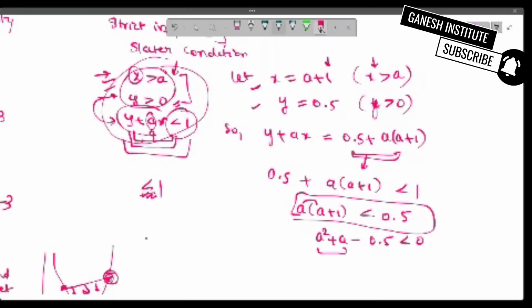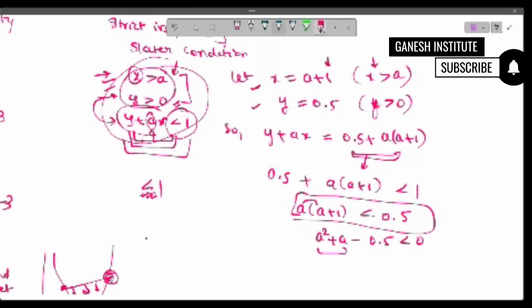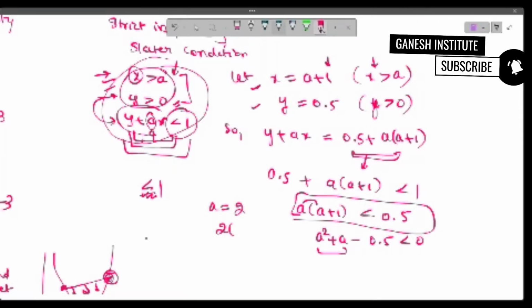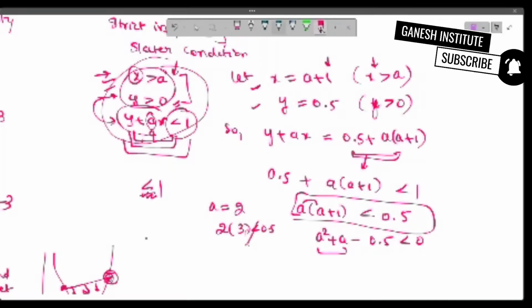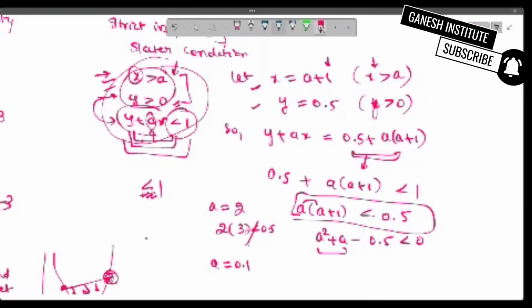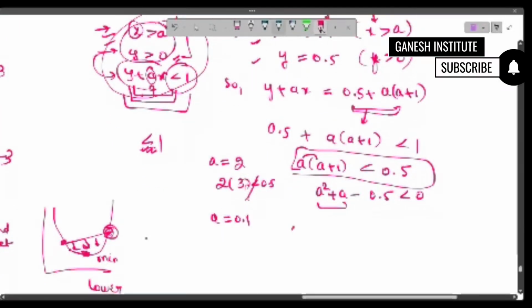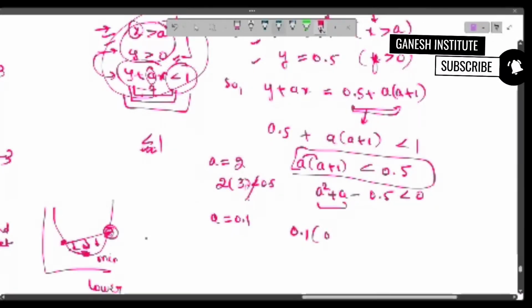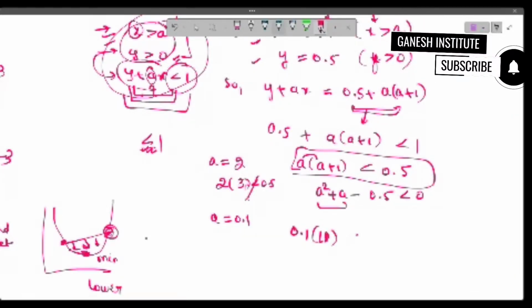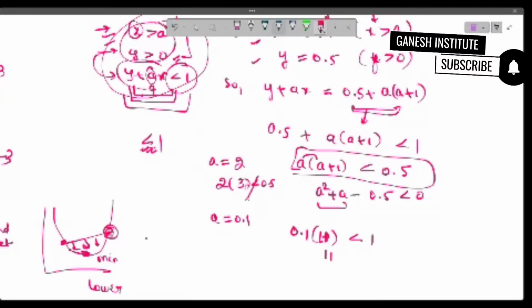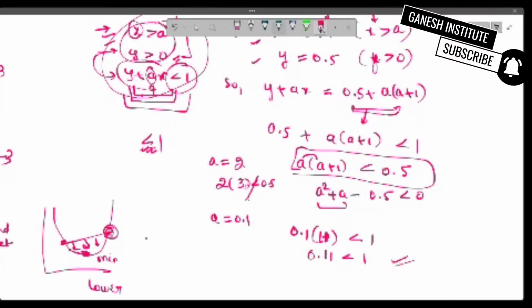Not for bigger values of a. It will never be followed if I substitute a as 2. So 2 into 2 plus 1 is 3. It will never be followed. It can only be possible, let's say, if I suppose a is 0.1, because if a is between 0 and 1, that is when it can be followed. Correct. So 0.1 plus 1 is 1.1, which gives 0.11, which is less than 1, right?